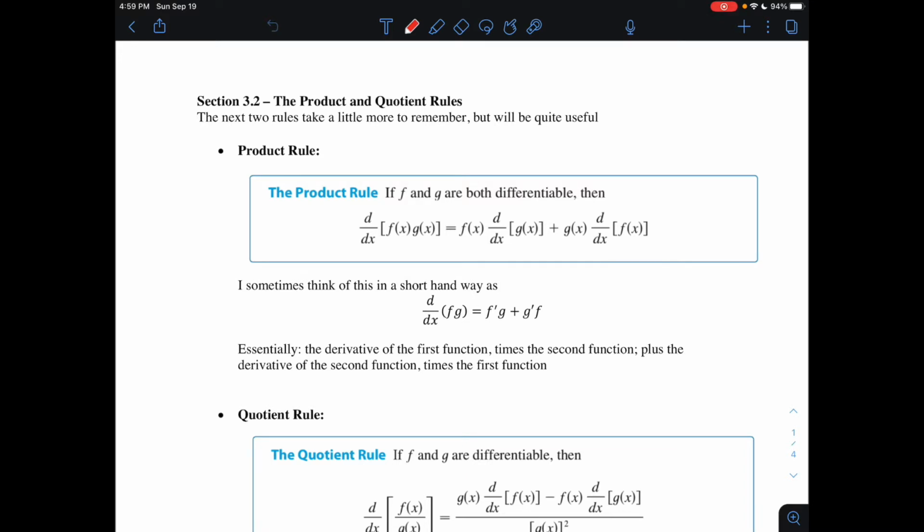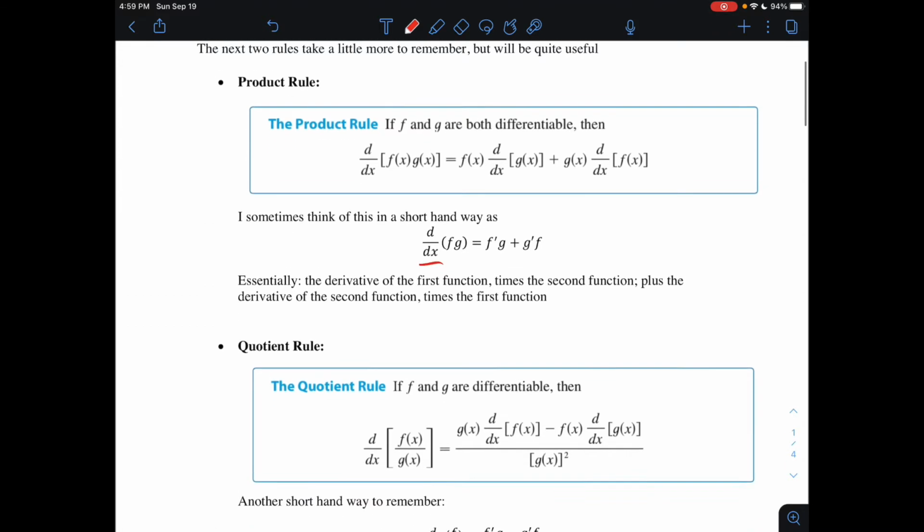I sometimes think of this in a shorthand way. We have functions of x, and we are also already saying that we're taking the derivative with respect to that independent variable x. So we can just write the derivative of the product f times g is just f prime g plus g prime f. You can think of this as the derivative of the first function f times the second function g, and then plus the derivative of the second function g prime times the first function f.